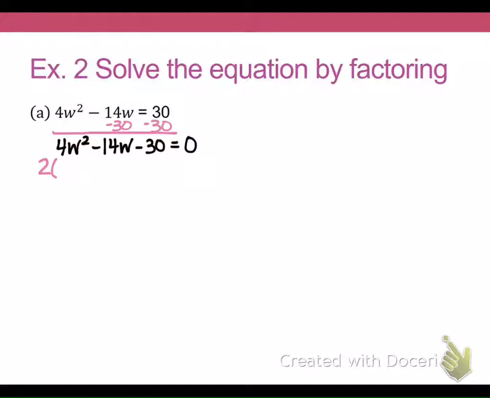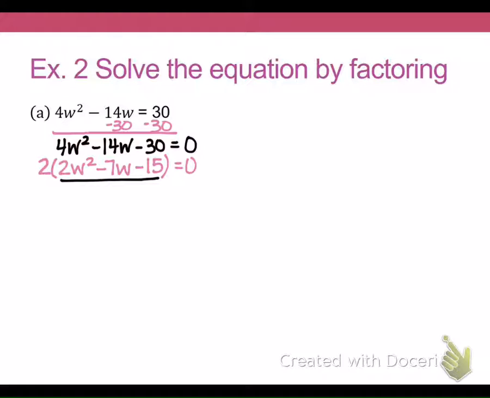And remember, we're dividing each term by the 2. So, Caleb, I'll let you do this. 4w squared divided by 2 is what? 2w squared. All right. What's negative 14w divided by 2? Negative 7w. And negative 30 divided by 2? Negative 15. And we still set it equal to 0. Now, the inside trinomial is what we're going to factor. So this is where we're going to start our slide and multiply.